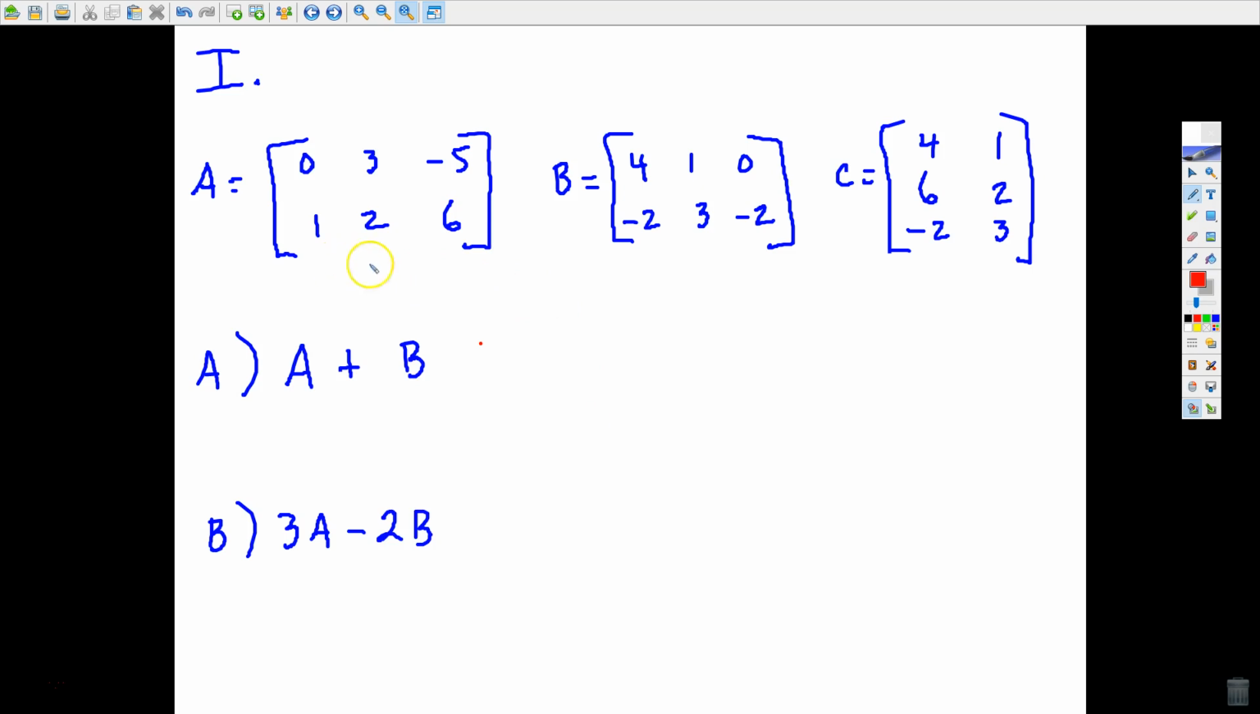Your book is going to give you something like this. They're going to give you some matrices to use and then an operation to perform. Adding two matrices together is about as easy as it gets. You just have to confirm that the dimensions of the two matrices are the same. So let's just talk about dimensions for a second.